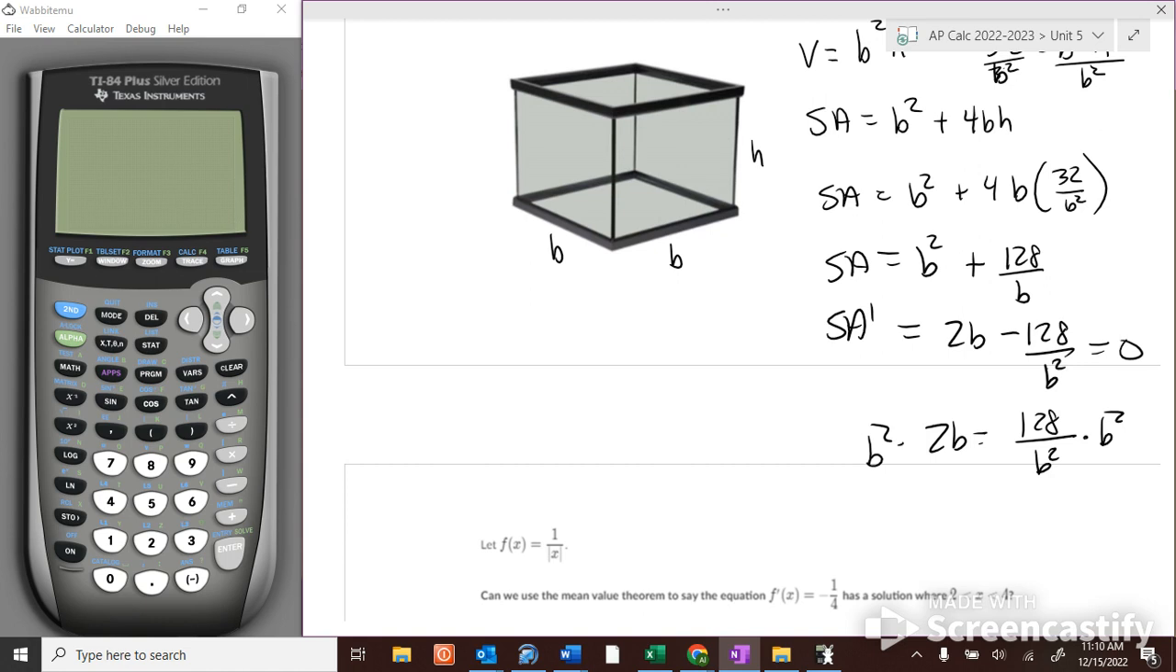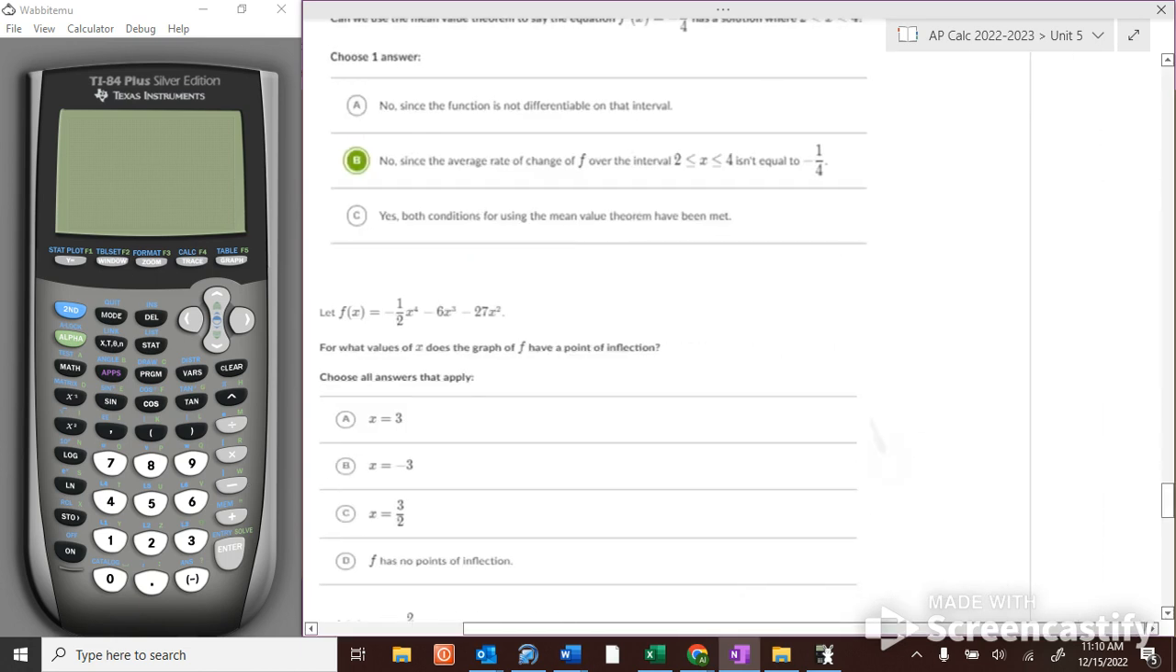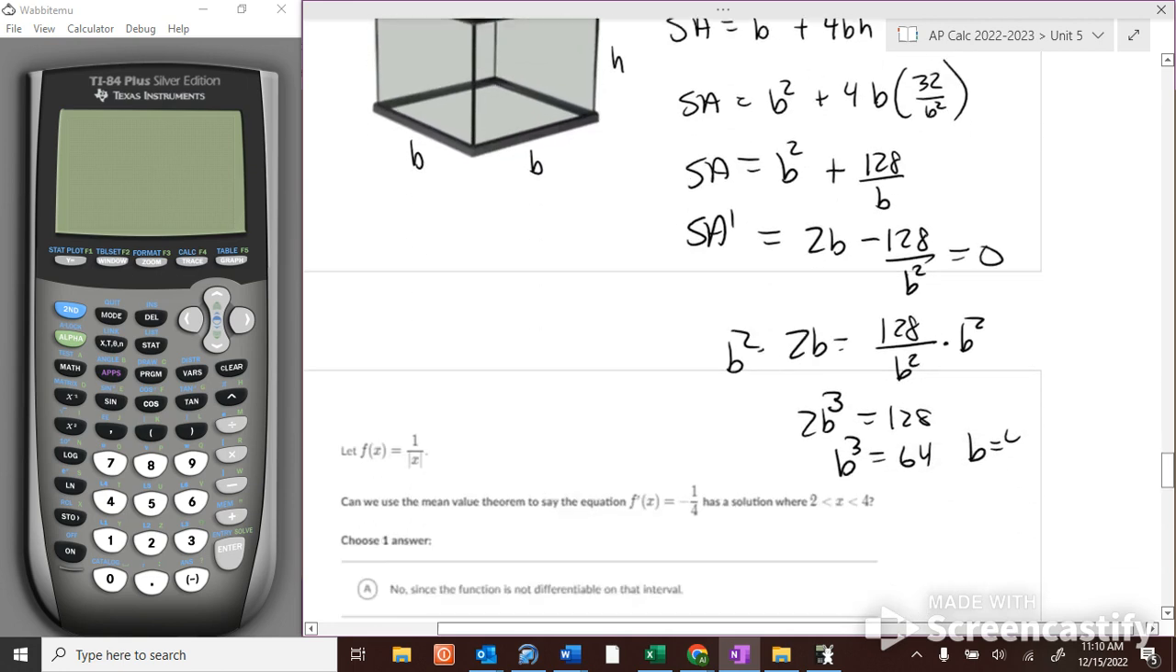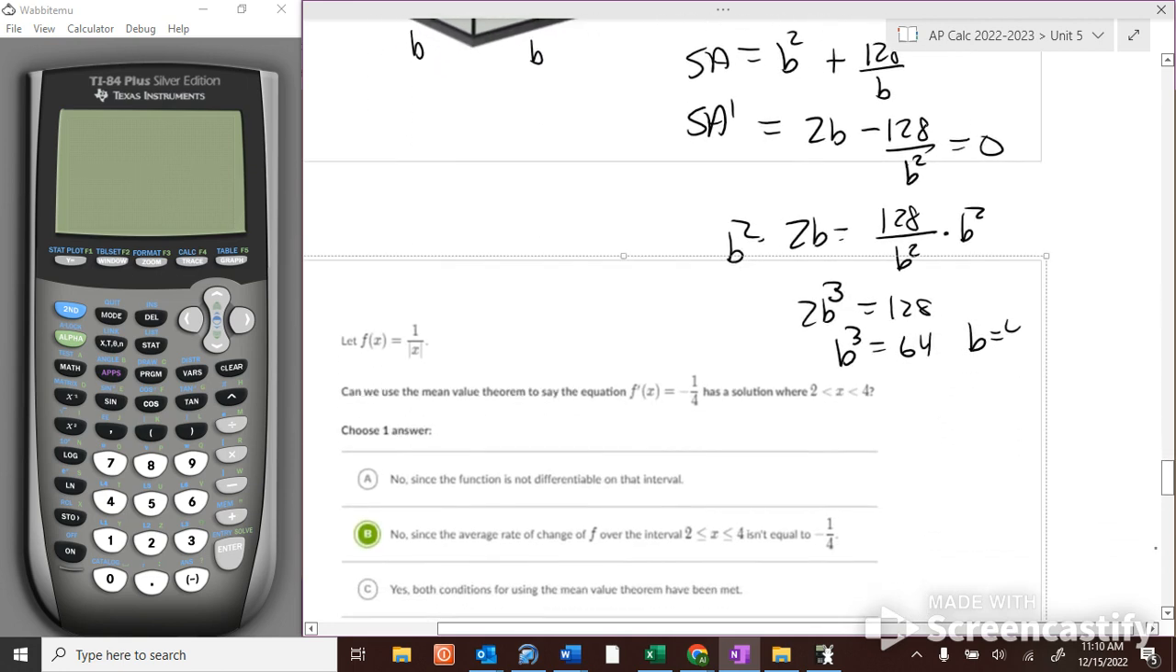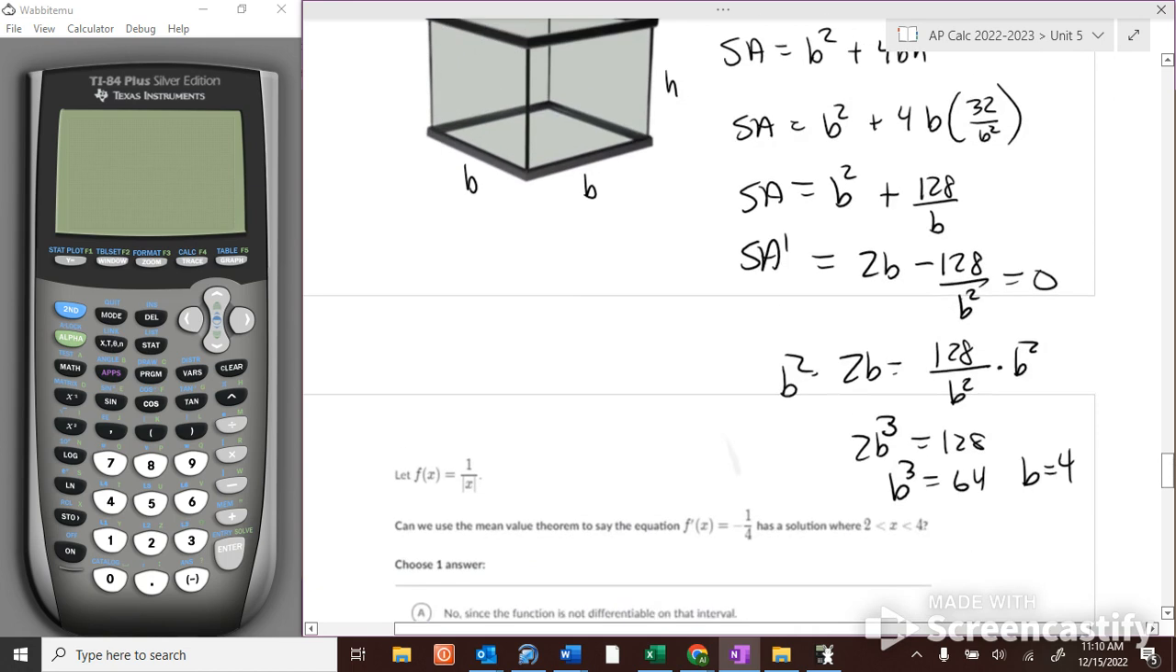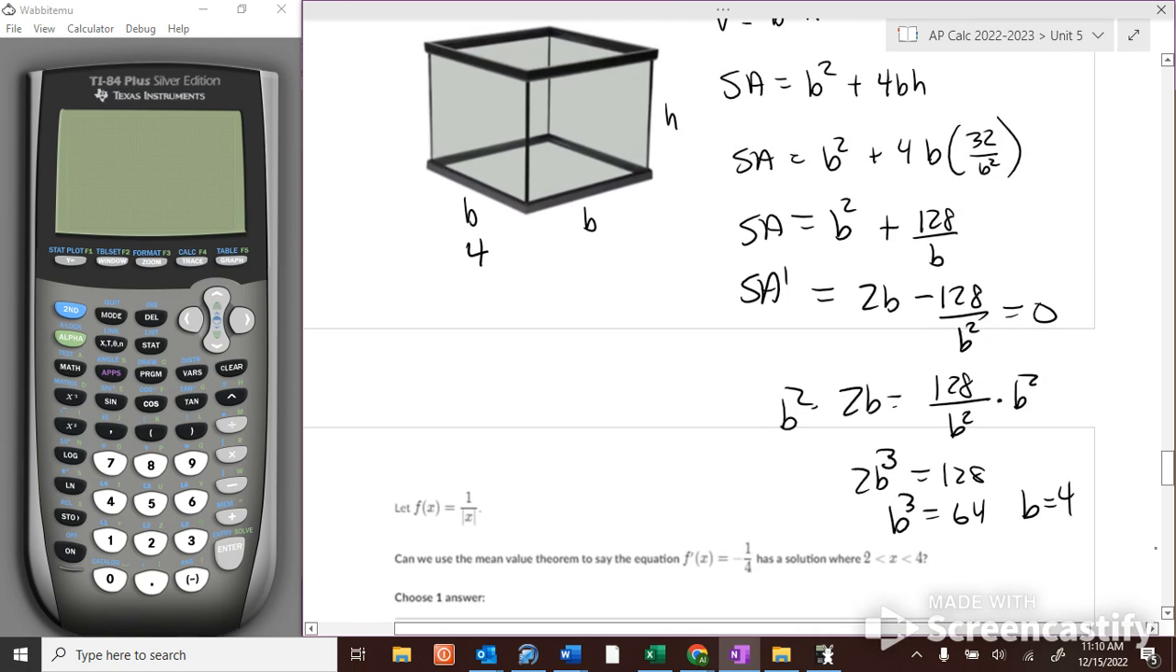Multiply by B squared. 2B cubed equals 128. B cubed equals 64. So B must equal 4, because the cube root of 64 is 4. So this is 4. This is 4. 4 times 4 is 16. So the height must be 2.